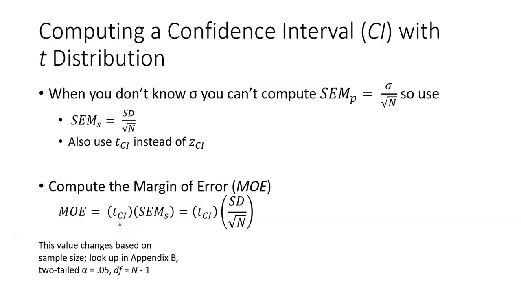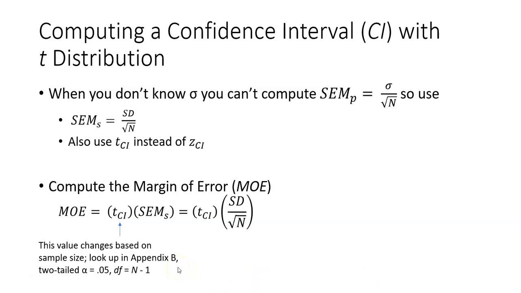because the Z distribution is constant. It doesn't change its shape based on sample size. That's not true of the T distribution. The T distribution does change its shape based on sample size, so that means the factor that you need to use to compute this margin of error is going to vary based on sample size. So you'll need to look this value up in Appendix B.